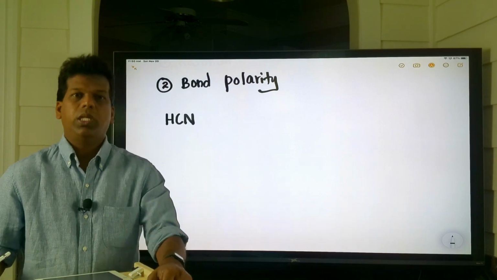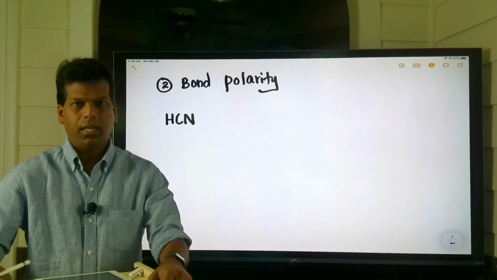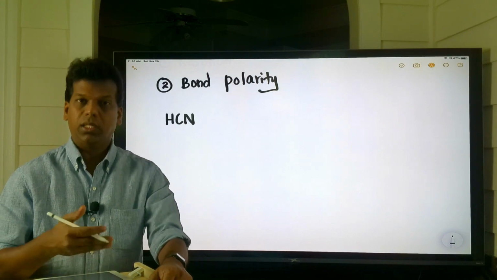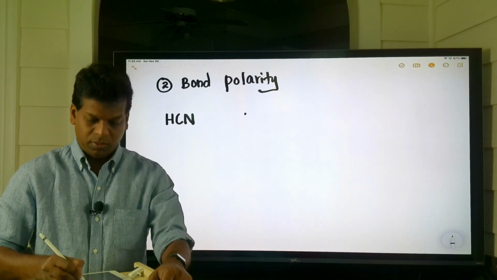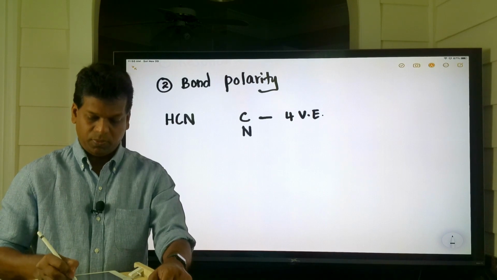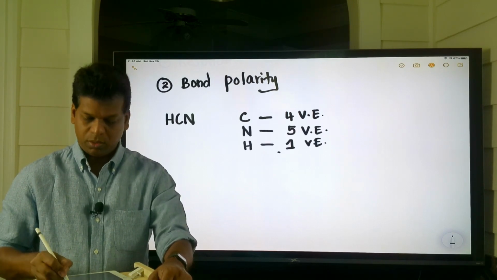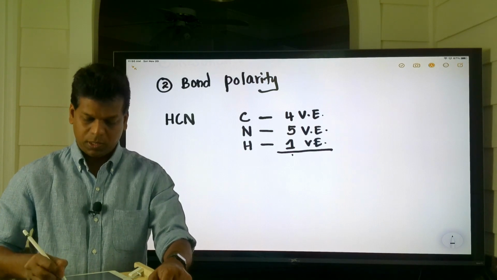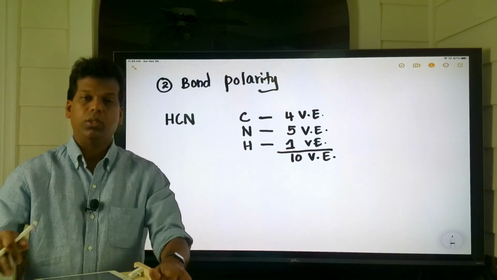So we are going to write the Lewis dot structure for HCN. First thing, let's calculate the number of valence electrons. So carbon 4 valence electrons, nitrogen 5 valence electrons, and hydrogen 1. So the total is going to be 10 valence electrons. At this point, you need to know how we got these numbers.